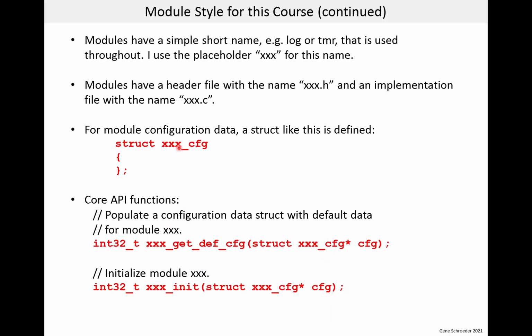Examples of parameters are timeout values and hardware IDs. Now for the core API. We have 4 functions in the core API. As you will see, they all start with the module name.